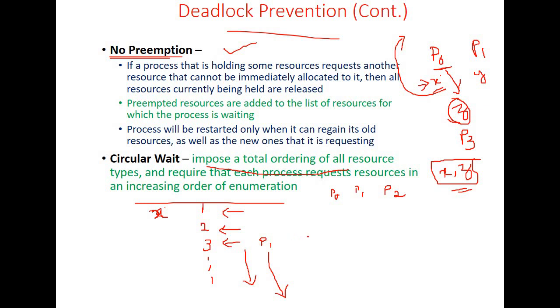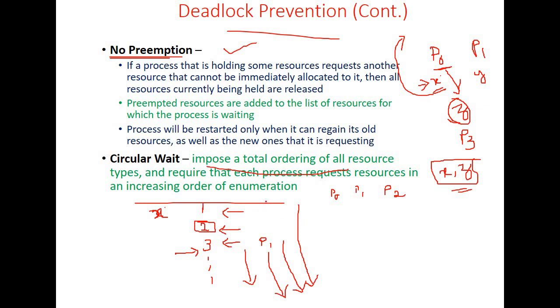Suppose the process unknowingly requested a resource whose enumeration order is, for example, 3. P1 requested 3. After some time, P1 found that it required resource 2 also or 1 also. Then what P1 has to do is, whatever resources it is holding currently from 3, it has to release all these resources. Again, it has to start from the starting enumeration number from 1, 2, 3, 4 like that. In this order only, the processes can request the resources for access.